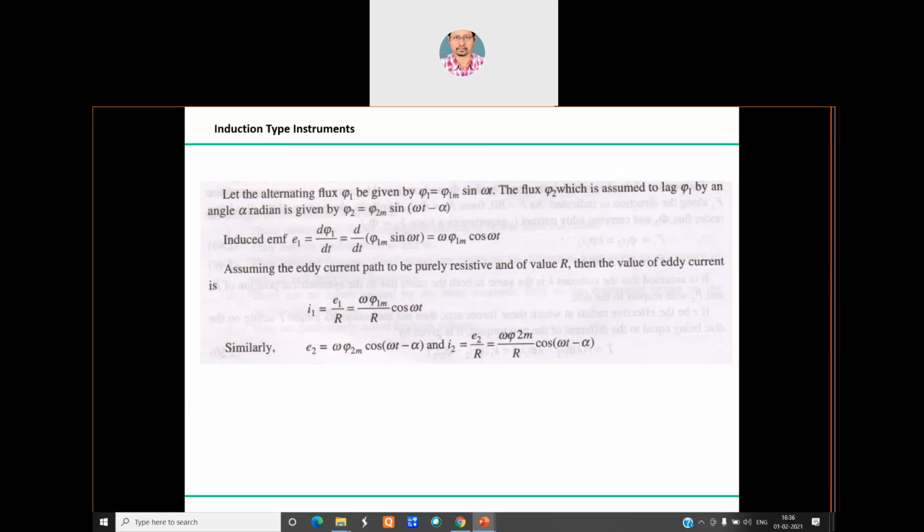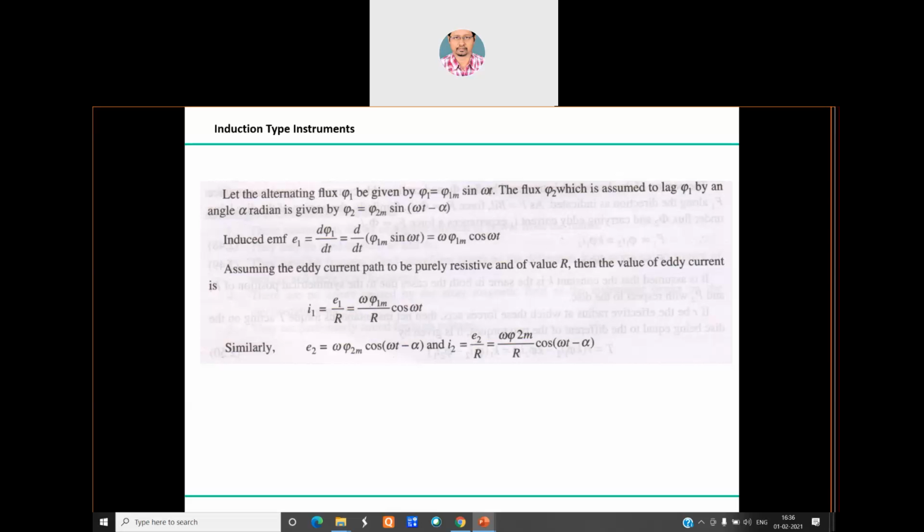the value of induced EMF as omega phi 1m cos omega t. Similarly, the eddy current path being a pure resistive network, the value of the eddy current will be E1 by R, that is, omega phi 1m by R into cos omega t. Remember, frequency is the only variable term here. So if frequency is constant, then I1 is proportional to phi 1. Phi 1m is a constant again.